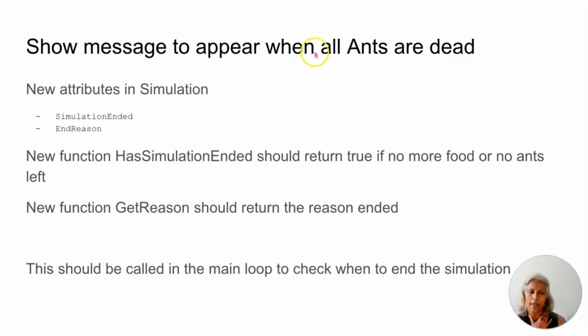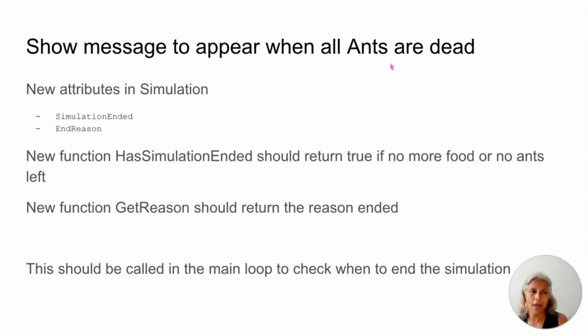Show a message to appear when all ants are dead. Currently, you can run your simulation 1,000 times and it still keeps running, even when you inspect it and all the ants are dead and nothing is ever going to change. So I think this is likely to happen. This sounds like quite a nice thing to do.